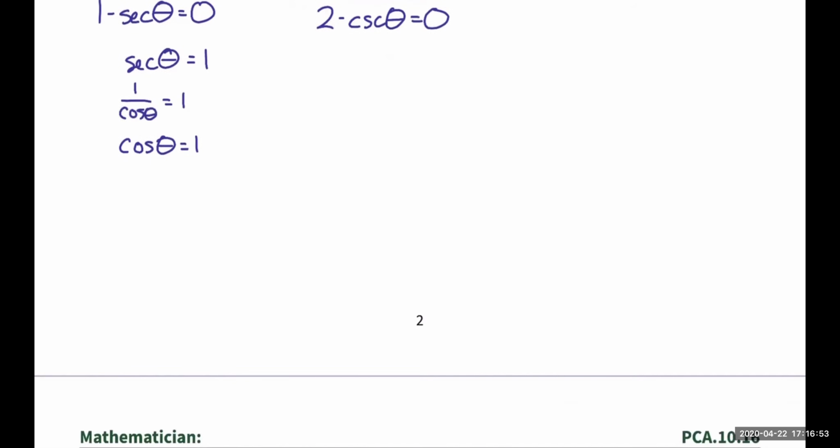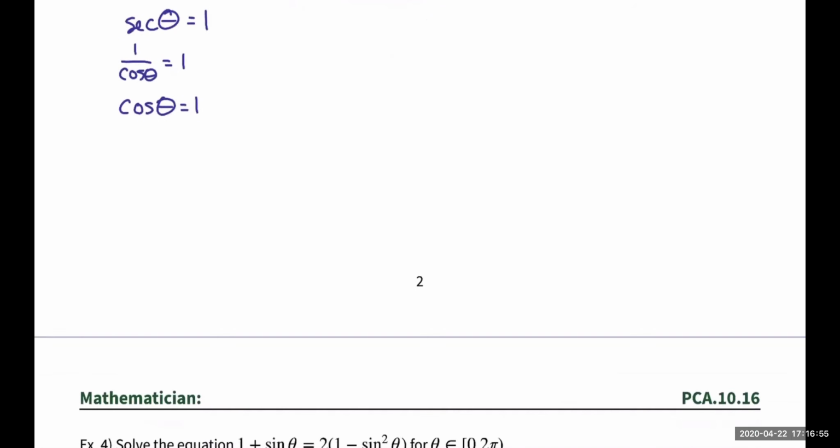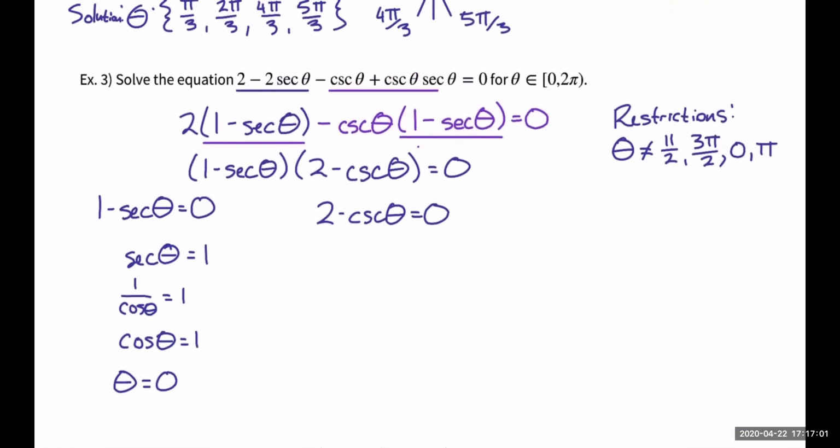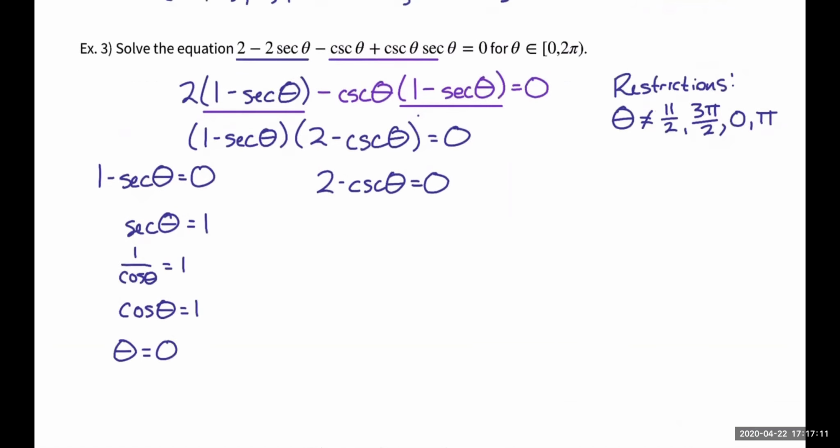This is occurring when theta is equal to 0. We are not including 2 pi here because remember in our original interval at the start of the problem, 2 pi was not included. So we're not going to use 2 pi as a solution here.